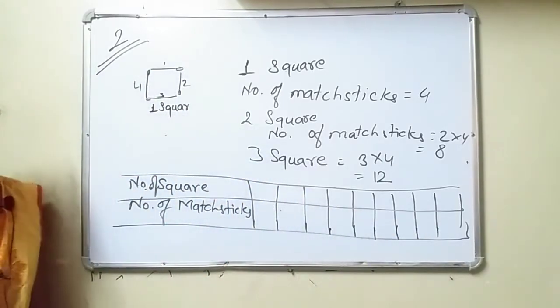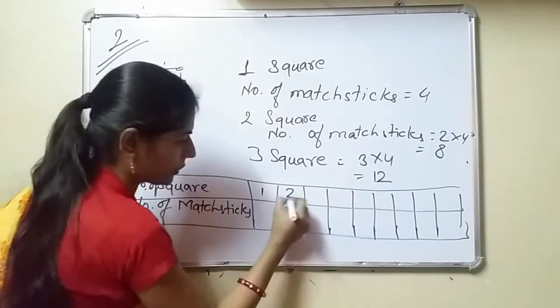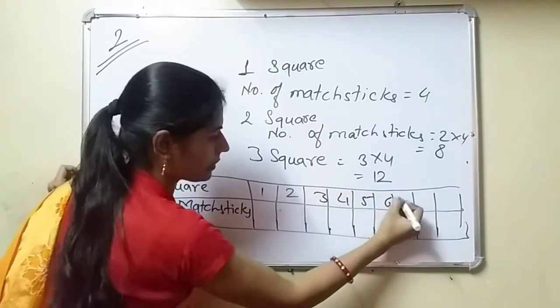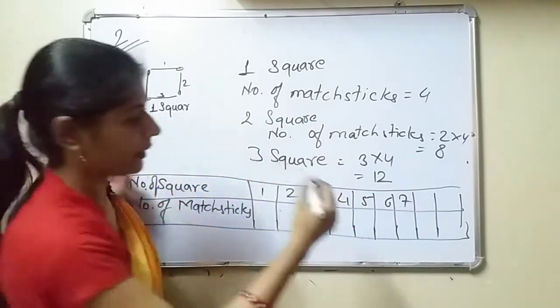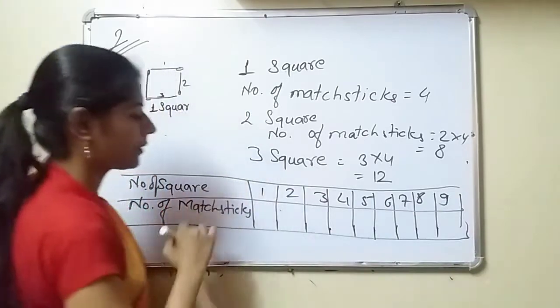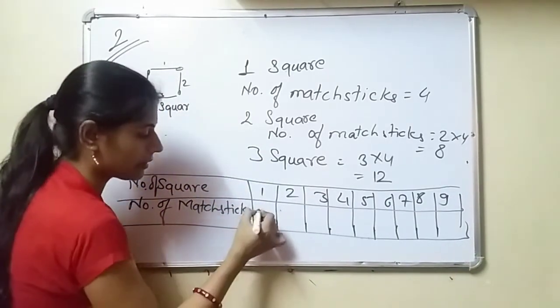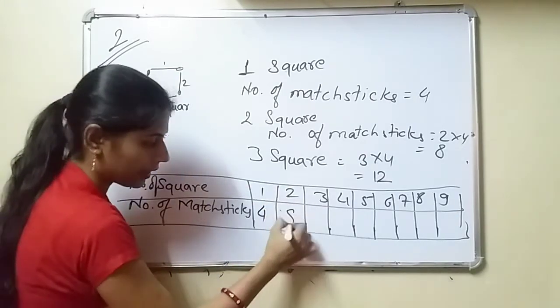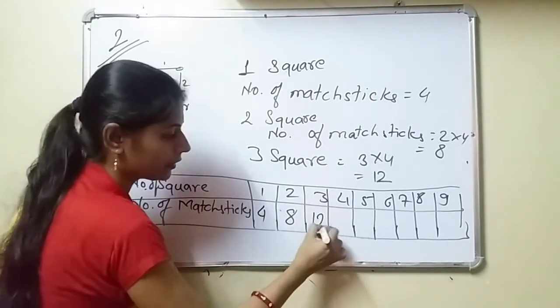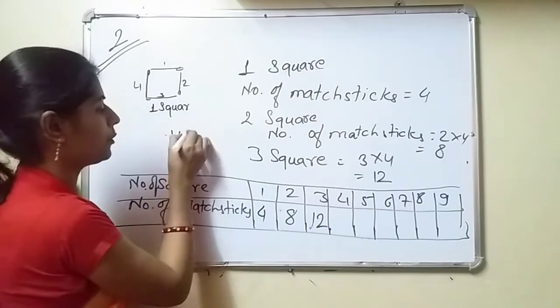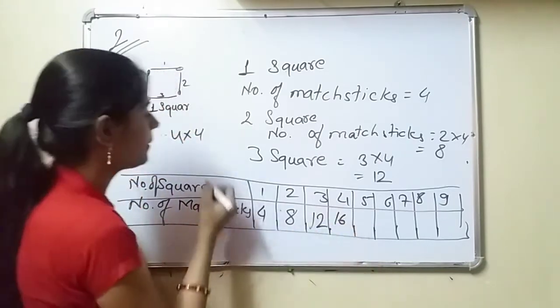See now, number of squares: 1, 2, 3, 4, 5, 6, 7, 8 and 9. Now see, in one square, how many matchsticks are there? 4. In 2, 8. In 3, 12. Then for 4, what you have to do? 4 multiply by 4, that is 16.